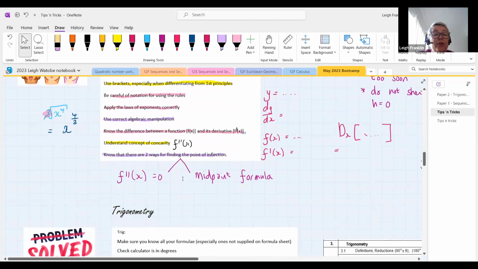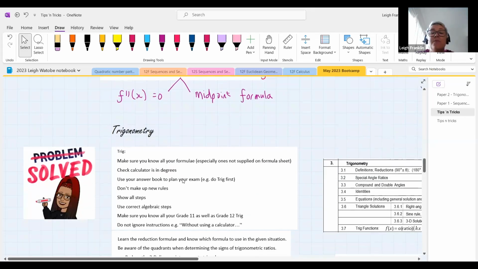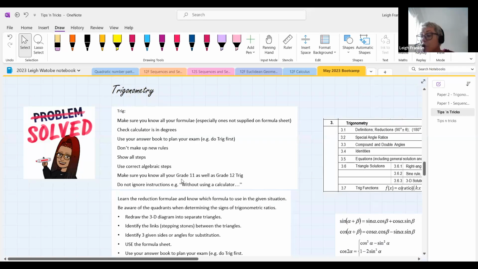What I'm going to do is move on, if there are no questions, and talk a little bit more about trig, because I've got quite a lot of tips and hints to share with you. Trig is obviously one of our biggest sections. At the end of the year, in paper 1, calculus is 50 marks, and that will be the same for trials. In paper 2, trigonometry is the biggest section. It's also 50 marks, and that would be the same for trials.